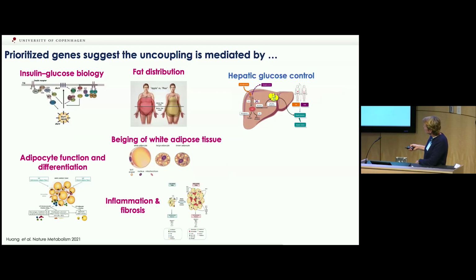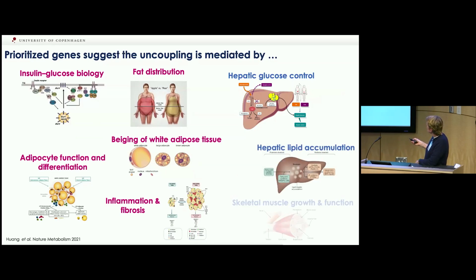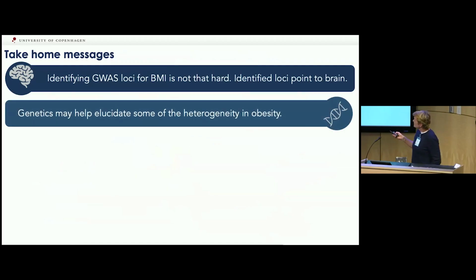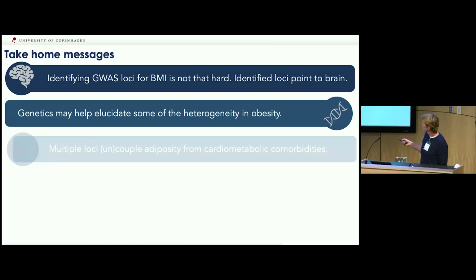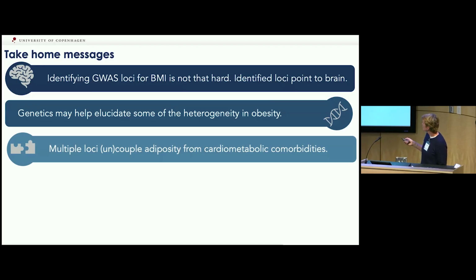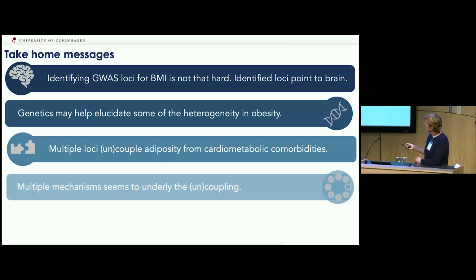But actually now with more data, we strengthened these observations, and we identified a few new pathways that seem important in the variant to function translation. Just to say, identifying variants is not hard, but genetics may help elucidate the heterogeneity within obesity or any complex trait. We see multiple loci that uncouple adiposity from its comorbidities.